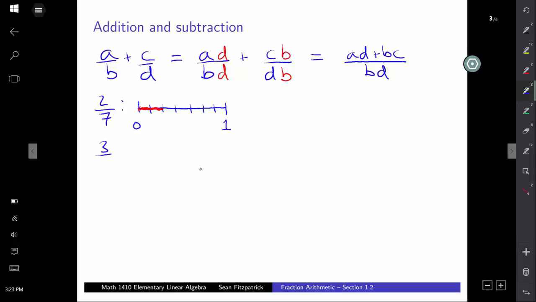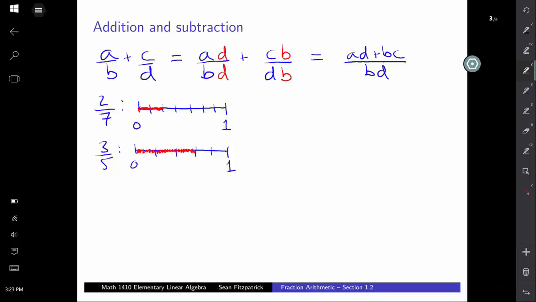Similarly, I could take, let's say, 3 over 5. So I take the same unit interval, I'll try to write it as the same length, 0, 1, and I divide it up into 5 pieces of equal length, because I've got a 5 in the denominator. The numerator, a 3, tells me I should take 3 of those pieces. And so now I've represented those two fractions.